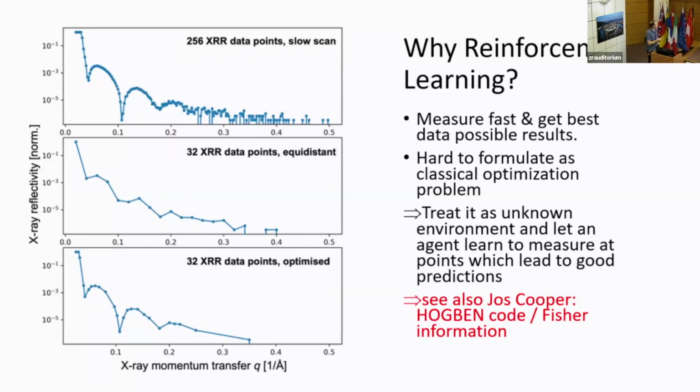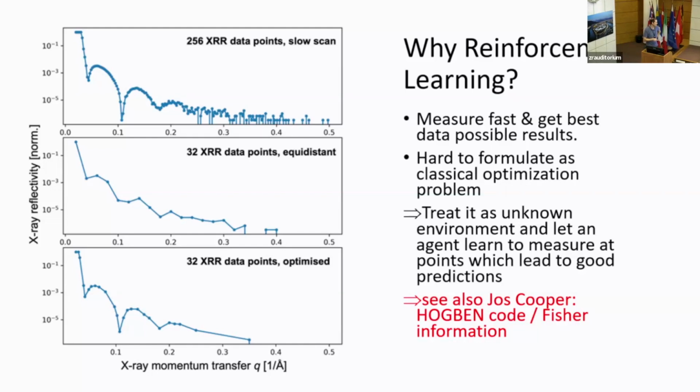And how should this work? I may usually measure lots of points in one X-ray curve. If I measure only 32 points instead of all of these, this curve is maybe not fittable anymore. But if I choose my 32 points wisely, it might be a fittable curve. That's just the concept. This is a hard problem to formulate as an optimization problem. That's why we try this reinforcement learning.